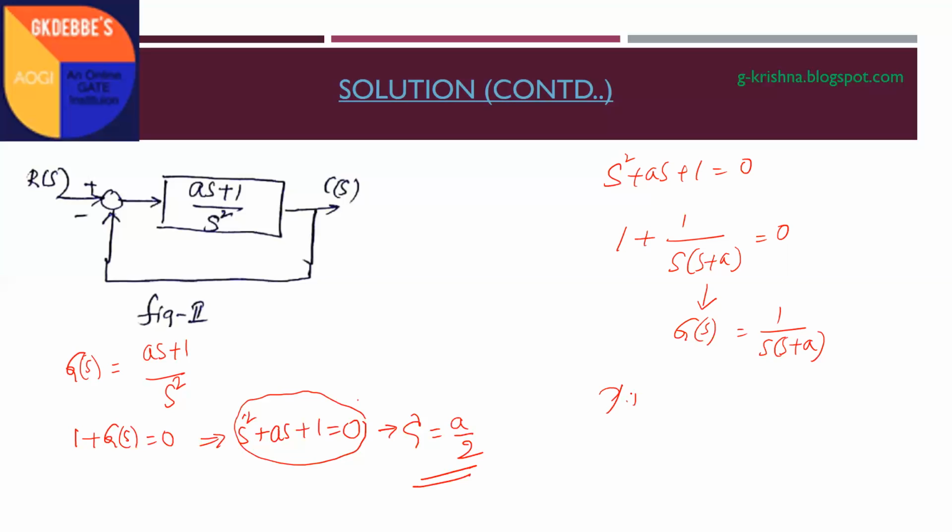Therefore, what is the phase margin of the second system? They want to take it as phi 2, which will be the same as your first system, since the damping ratio of the first system as well as the second system is the same. Hence, the correct option is C.